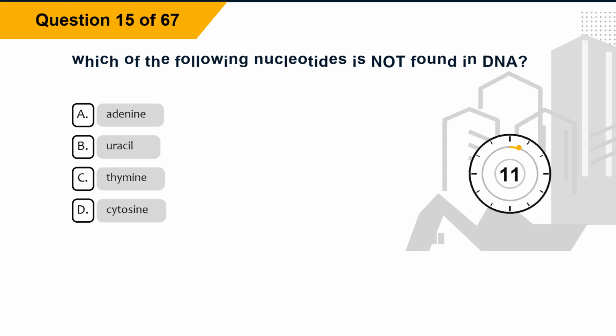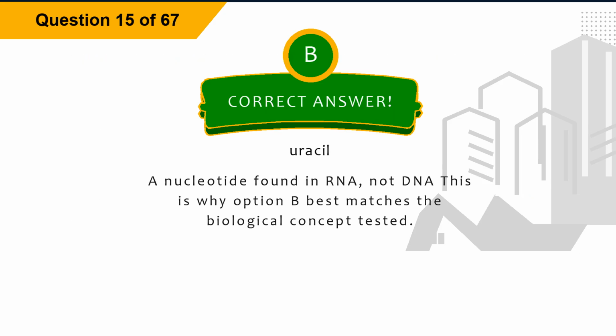Question 15. Which of the following nucleotides is not found in DNA? Option A, adenine. Option B, uracil. Option C, thymine. Option D, cytosine. The correct answer is option B, uracil. Explanation: uracil is a nucleotide found in RNA, not DNA. This is why option B best matches the biological concept tested.